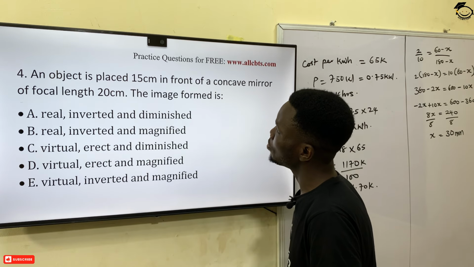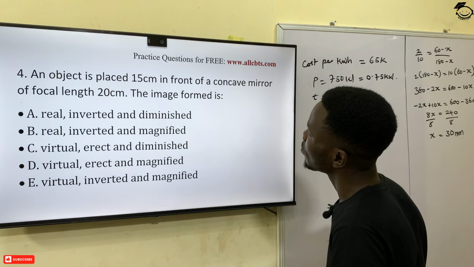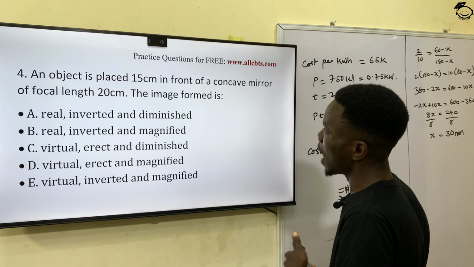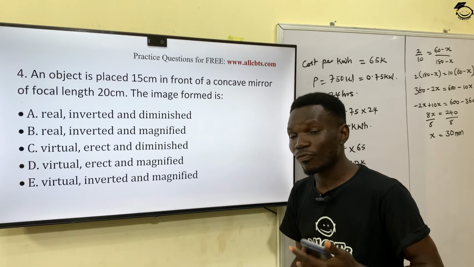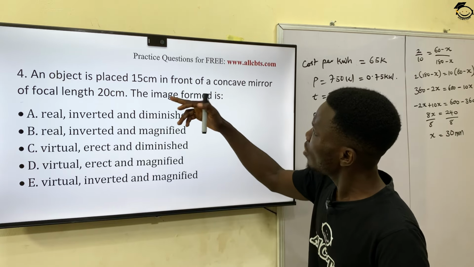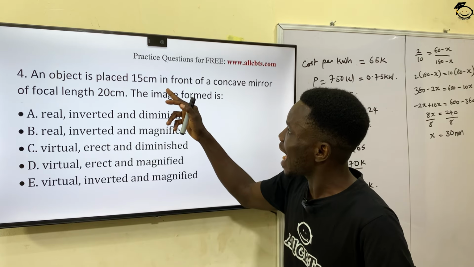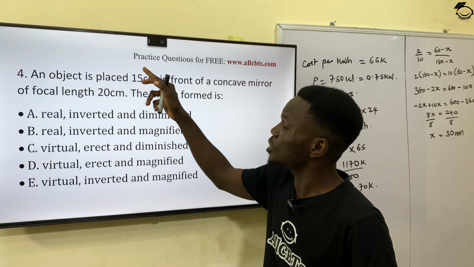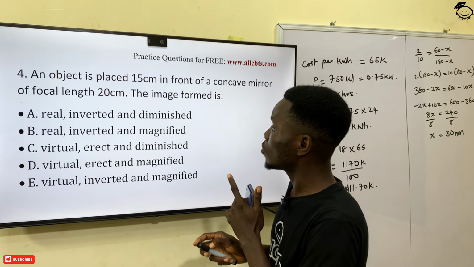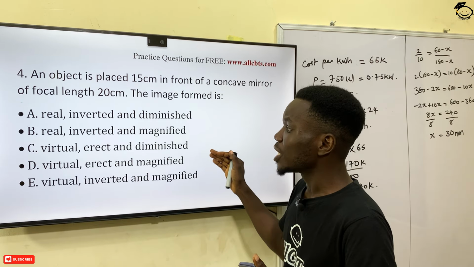It says, an object is placed 15 centimeters in front of a concave mirror of focal length 20 centimeters. The image formed is dash. So when an object is placed in front of a concave mirror and you discover that the focal length of this particular concave mirror is higher than the distance between the mirror and the object, then you know that the image that will be formed is going to be what?